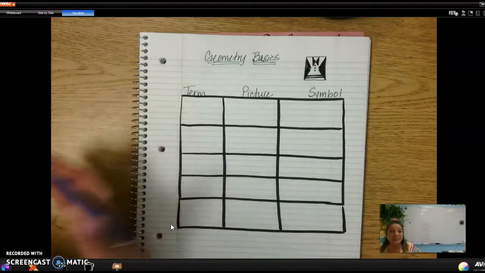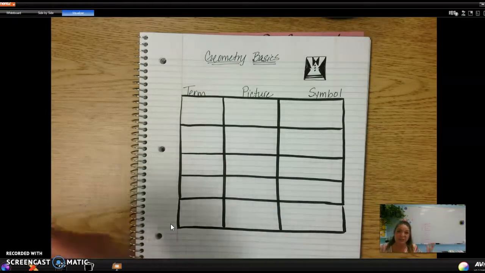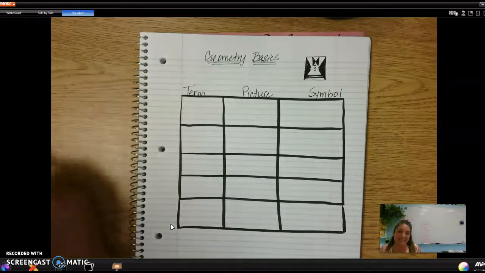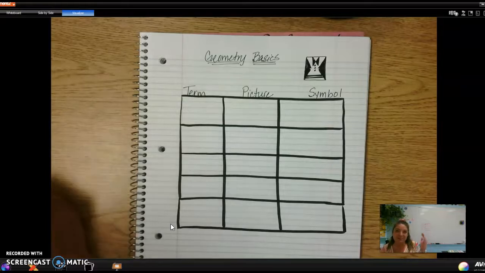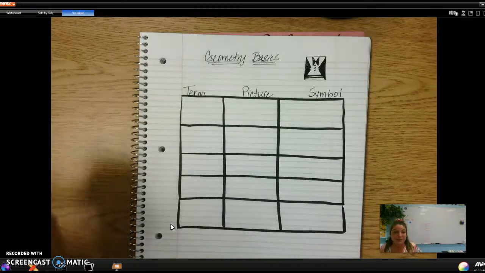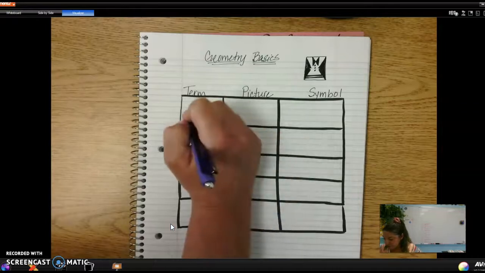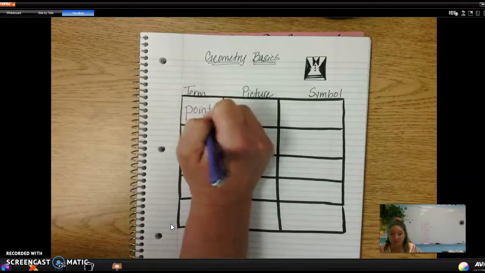So the first thing that we need to talk about with geometry and just basics, we're not talking shapes yet, okay? This is even basicer than that. So not triangles and circles and squares. We're even going smaller than that. So we're going to start with first just a point, right?